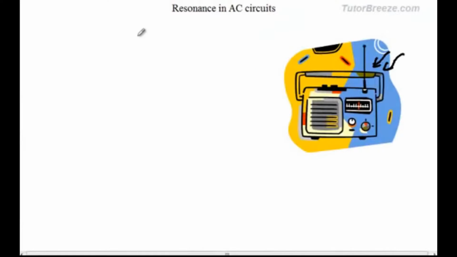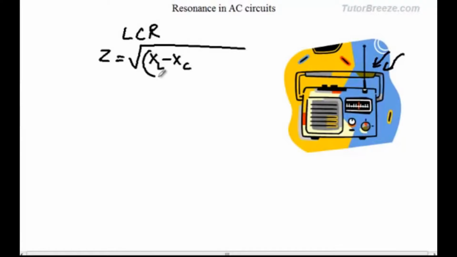If you recall, the impedance of an LCR circuit is given by Z equals square root of (XL minus XC) whole square plus R square. In case you are not familiar with this, I suggest you first go through the previous lessons, which is connecting an AC across a resistor, an inductor, a capacitor, an LCR circuit, and then come back to this lesson.